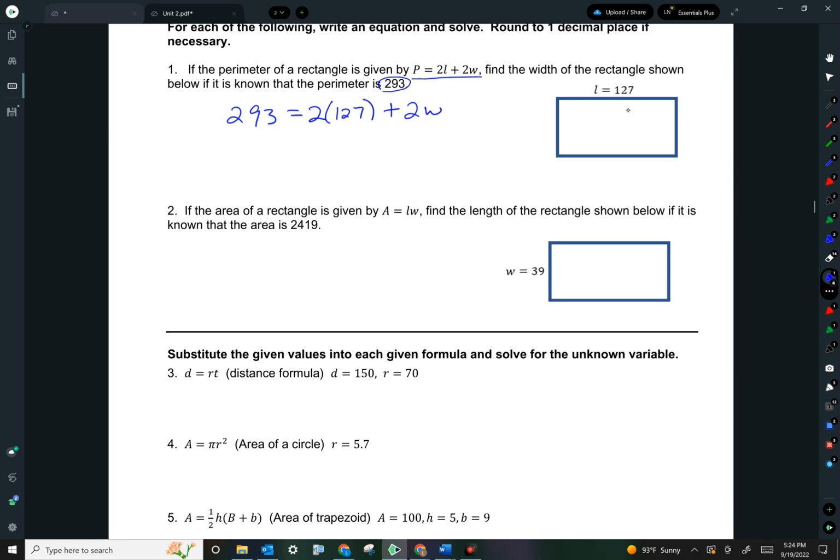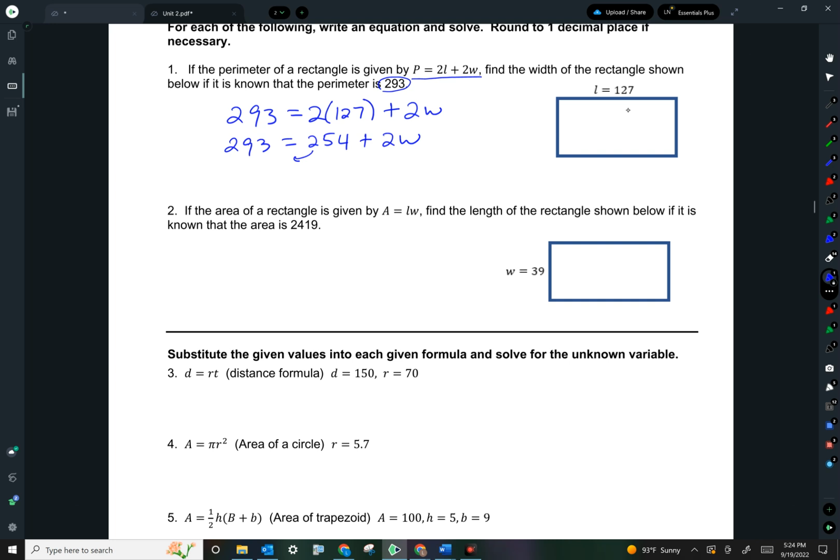Okay, so now if you want to, on your calculator, you could go ahead and do the 2 times 127. So we've got 293 equals 2 times 127, which is 254. And then we still have plus 2w. So now, if I want to solve for w, just think of this as an equation like we've been doing for the past week. Start by subtracting the 254.